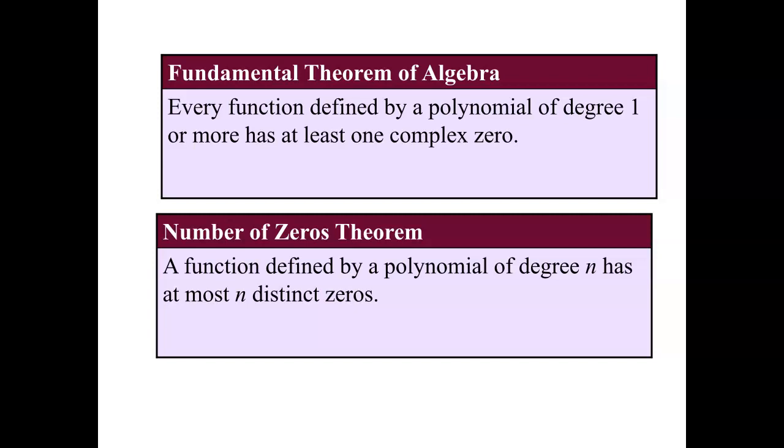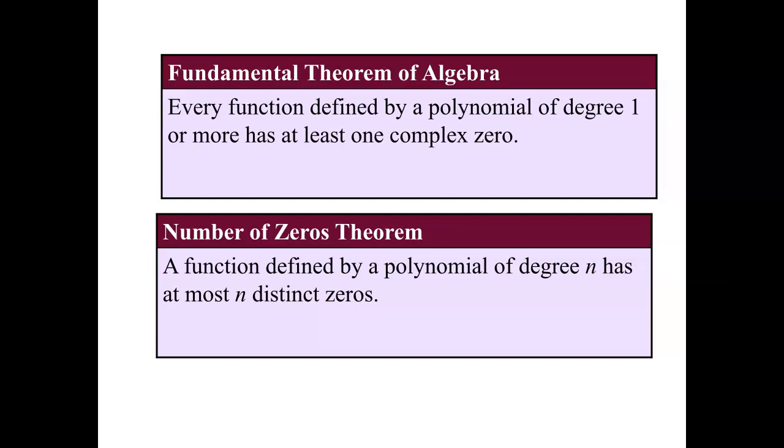When we look at every function defined by a polynomial, as long as it's not a constant, as long as I have a variable, there is at least one complex zero, which means I can have imaginary roots. So if we can't find all the real roots, what's left are imaginary ones. There will always be roots equal to the degree of the polynomial. And that's what the number of zeros says. The degree of the polynomial has at most however many roots is equal to the degree.